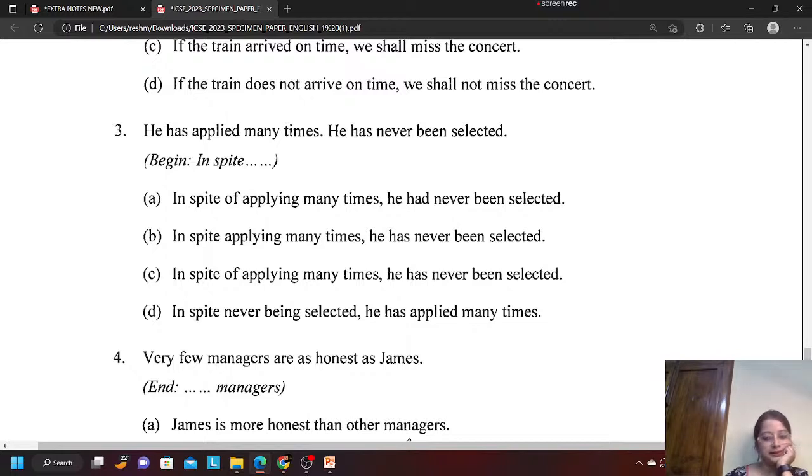Yusuf has written C. Mayank has written A. Okay, mixed answers I am getting. First, let us see number A. In spite of applying many times, he had never been selected. Mayank has changed his answer.